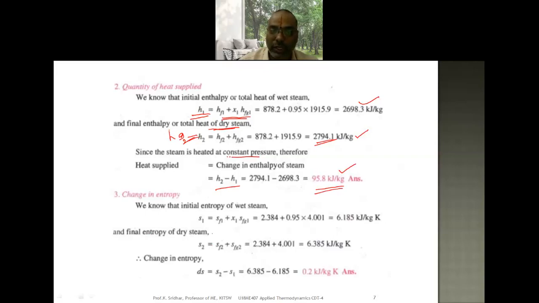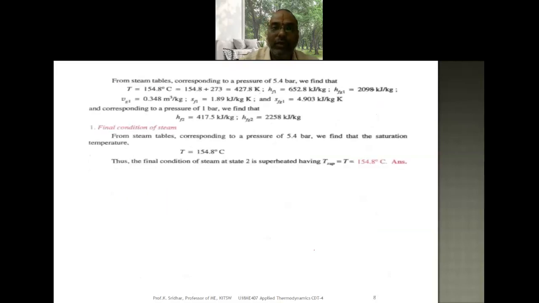Similarly, the change in the entropy is in the same direction. It is equivalent to S2 minus S1. S1 is the wet steam, so find the wet steam entropy. And the next one is the dry steam, so dry steam entropy is nothing but Sg2. So the change in the entropy value is equivalent to 0.2 kilojoules per kg.